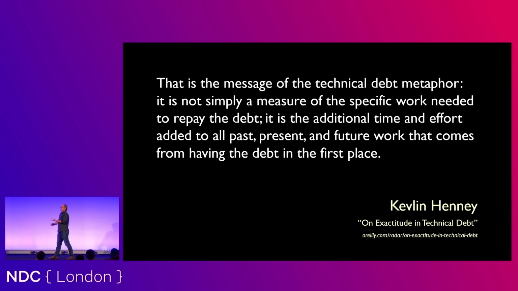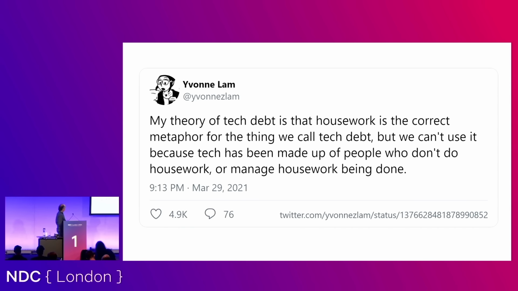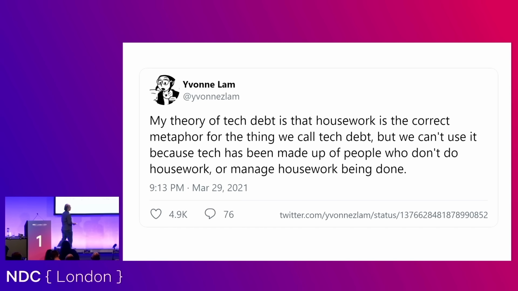If you want to go back to fintech, this is a complex financial instrument, and we don't know the future. The idea is that it's about how we respond to it. And if we're going to talk about response, then here's Yvonne Lamb's observation. My theory of tech debt is that housework is the correct metaphor for the thing we call tech debt. But we can't use it because tech's been made up of people who don't do housework or manage housework being done. Spot on. Well done.